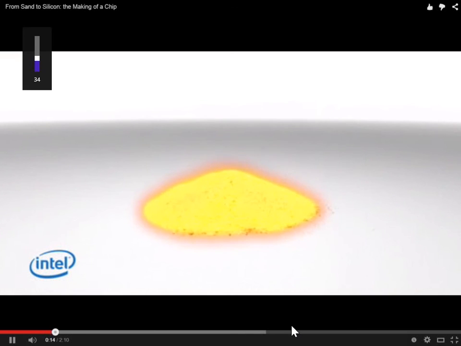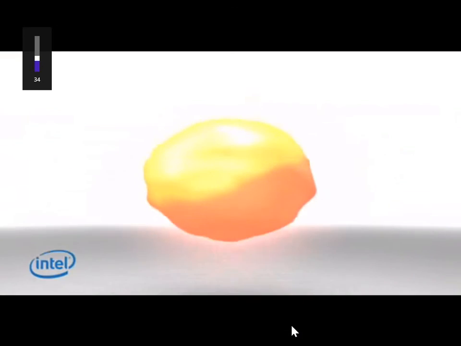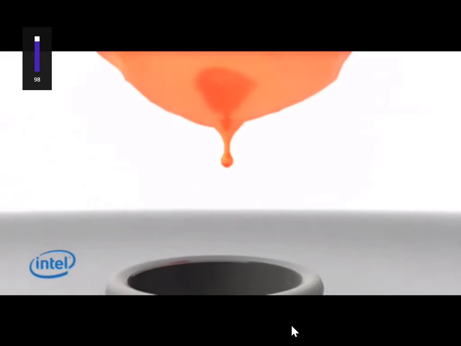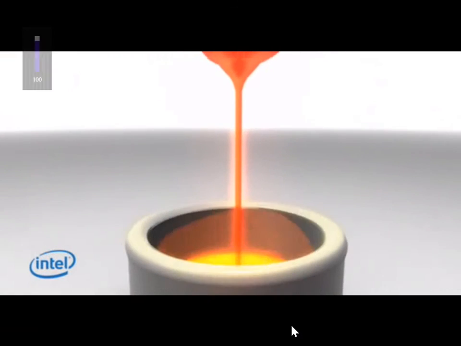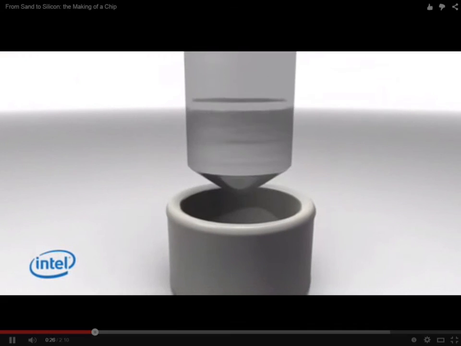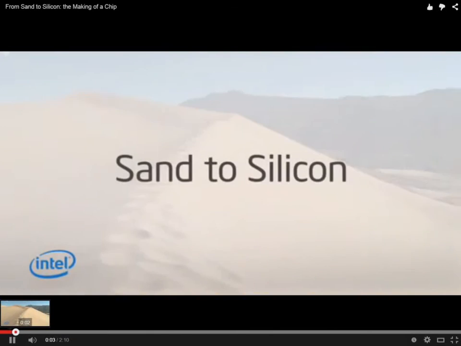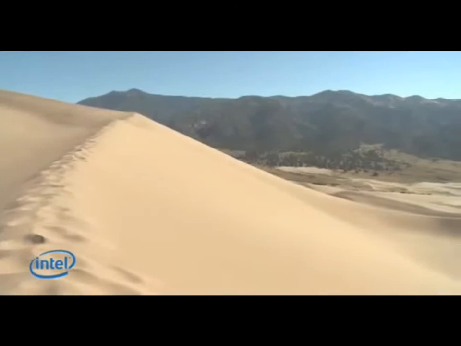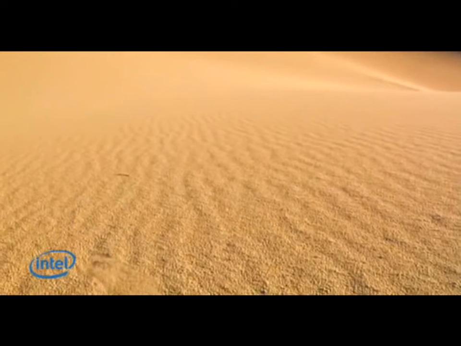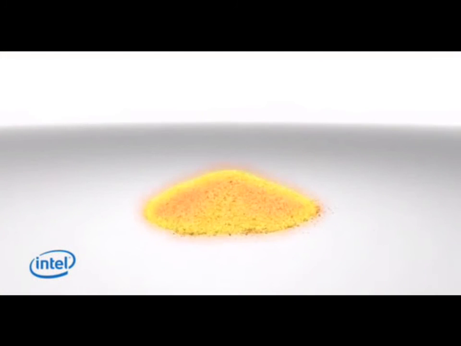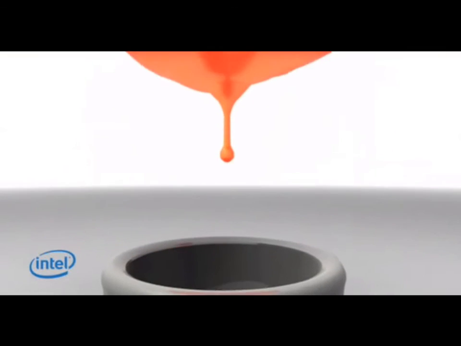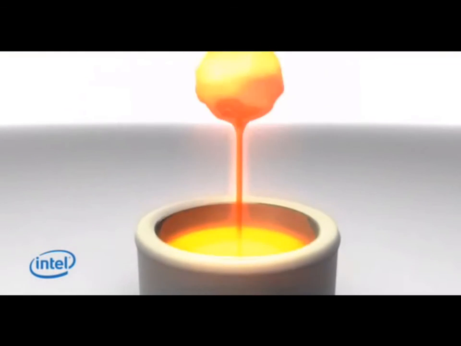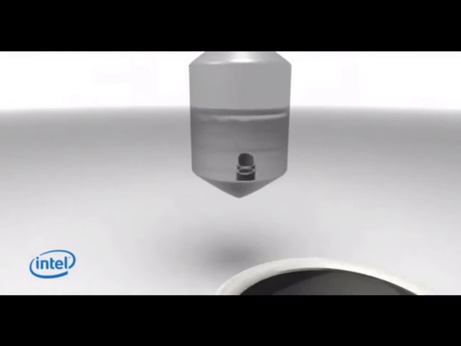So, you start with sand. Then you take that. Silicon comes from sand. Let me back up here for a second. The sound isn't working, so I'm just going to explain it as we go. Silicon is made from sand, so it's very abundant on Earth. This sand is silica. From silica, you can extract silicon, and you can do that by melting it. It's melted down at very high temperatures, and that's put into a crucible. That's held at high temperatures.